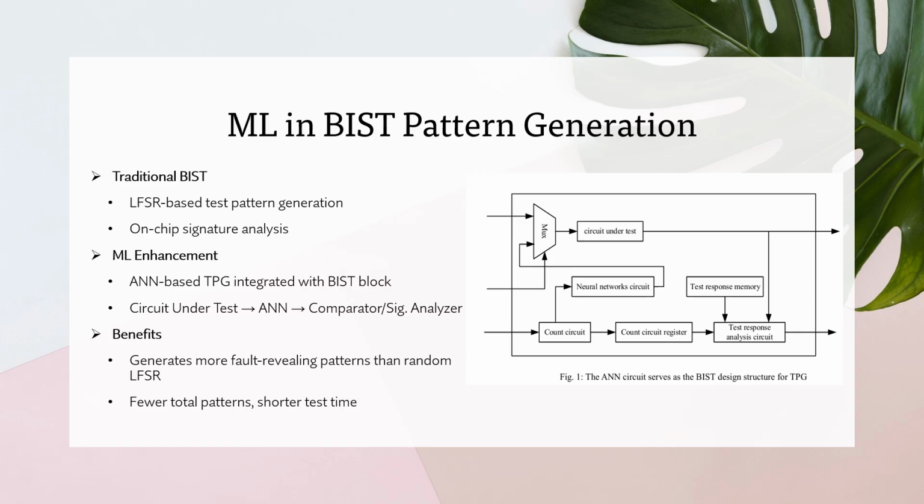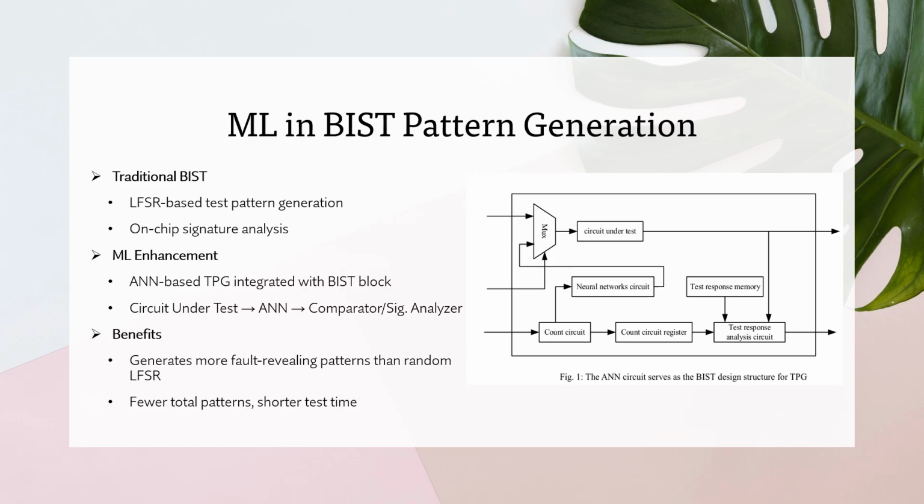Coming to machine learning in built-in self-test pattern generation. In this scenario, the chip itself generates test patterns using a linear feedback shift register and compares the output to an expected output. We all know that the LFSR is random and you get a lot of patterns that you don't really need or that don't help you find new faults. So instead of letting the LFSR just spit out random patterns, an artificial neural network figures out which patterns are best at catching faults.